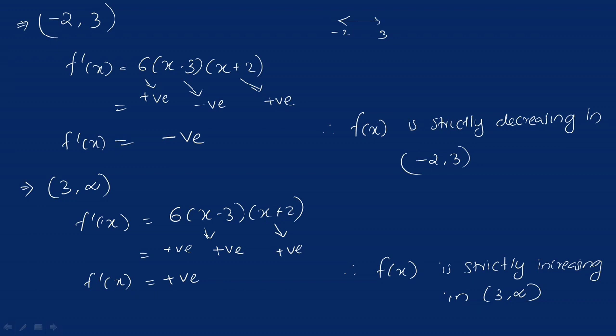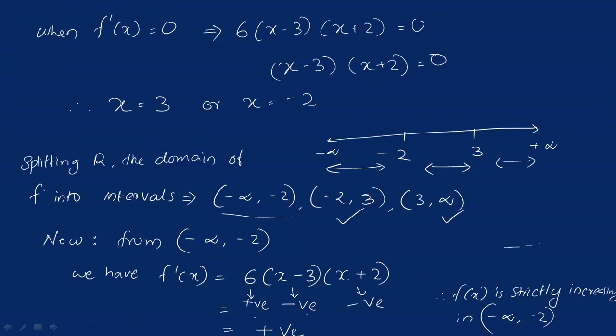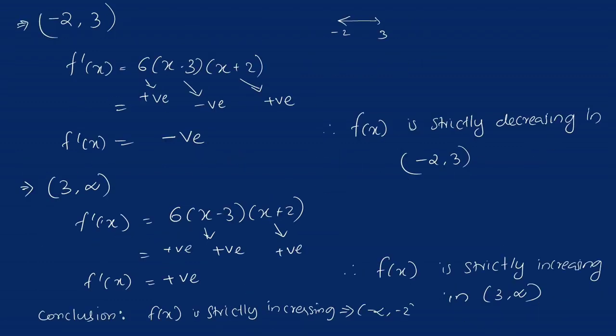So from this we conclude that f(x) is strictly increasing in the intervals 3 to infinity and −∞ to −2. So −∞ to −2 and 3 to ∞, strictly increasing. Similarly, f(x) is strictly decreasing in only the one interval, that is −2 to 3.